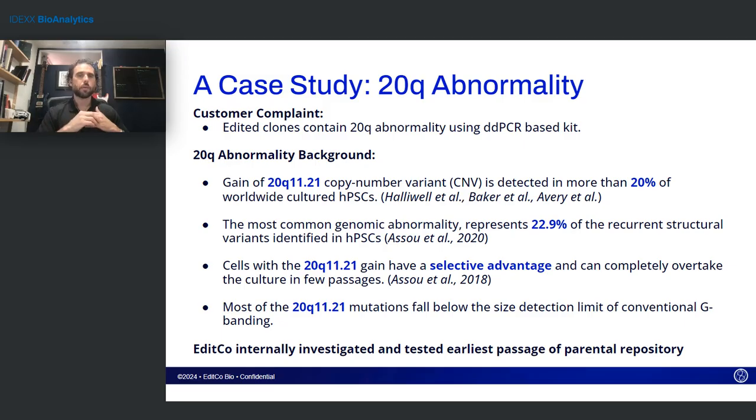And to add to all of that, most of these 20q mutations actually fall outside the detection limits of many of the conventional methodologies for testing this, such as G-banding or even the microarray-based technology, such as KaryoStat Plus. So when we found this out, EditCo as a team internally wanted to investigate this and tested our earliest passages of this parental repository that we had using this PCR technology that IDEXX employs.